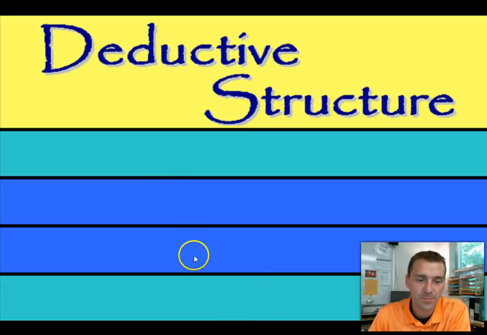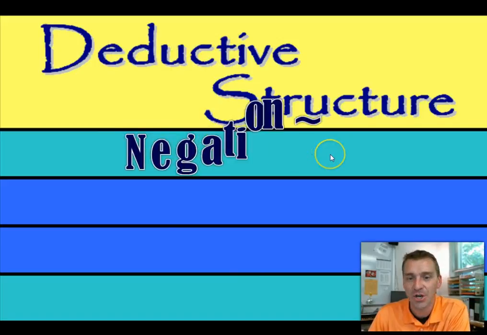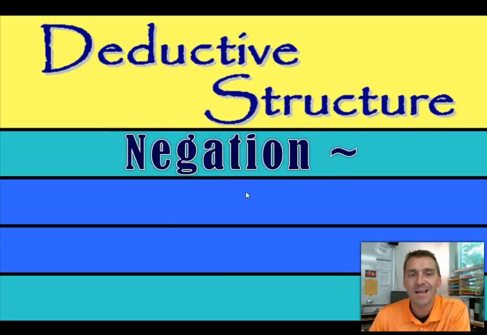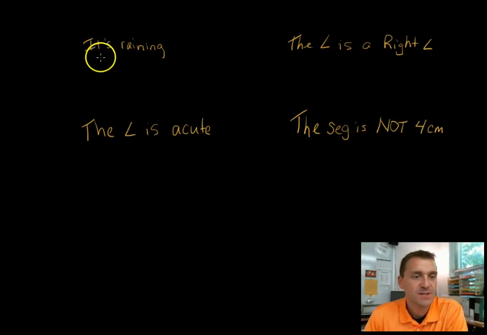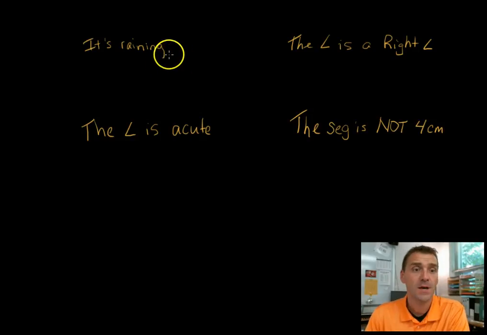The very first thing that you need to put on here is this word negation, and what it means to take a particular statement, not a conditional statement, just a declarative statement, and negate it. And this, by the way, is your little symbol. So let me show you a couple examples of that. What you see here on the screen is a simple statement that says, it's raining. Over here this says the angle is a right angle. This one says the angle is acute. This one says this segment is not 4 centimeters. They're not conditional statements, if you notice. They're just declarative statements. But here's how you negate these particular things.